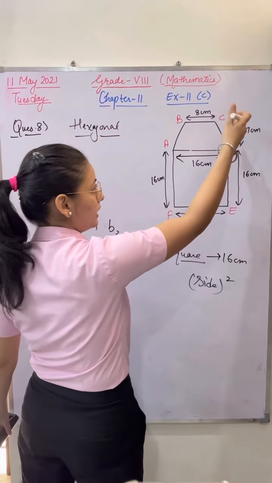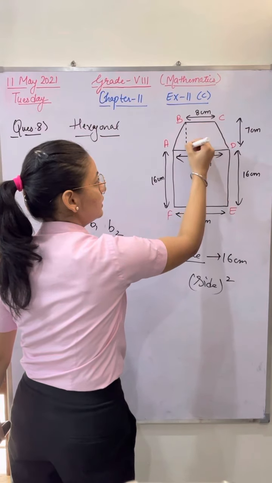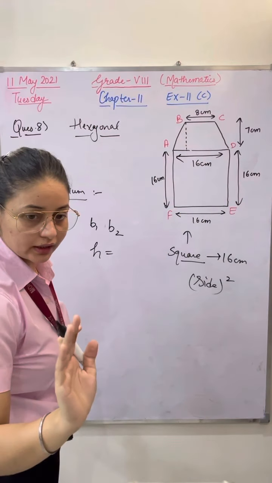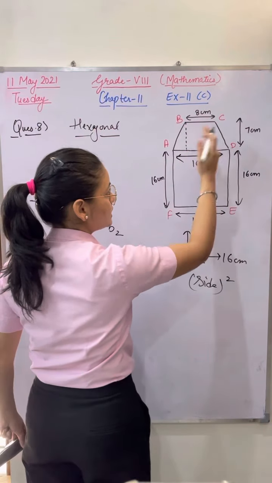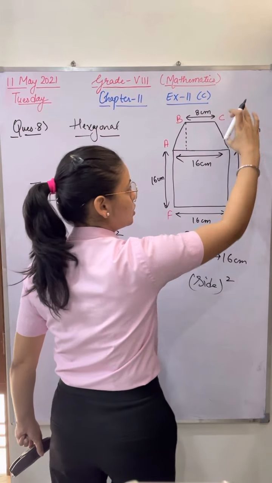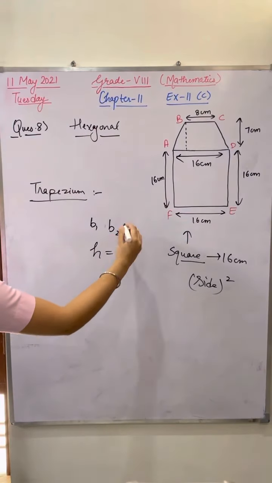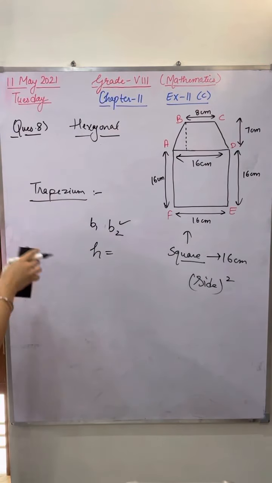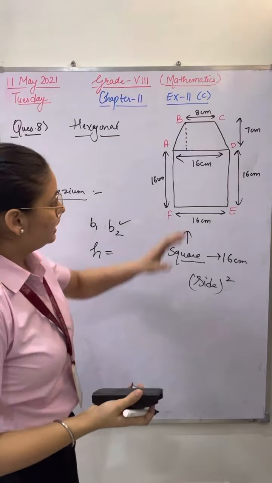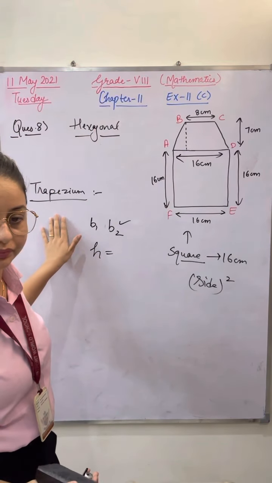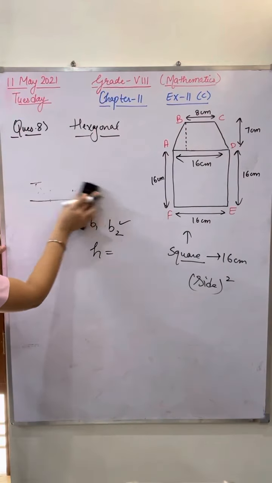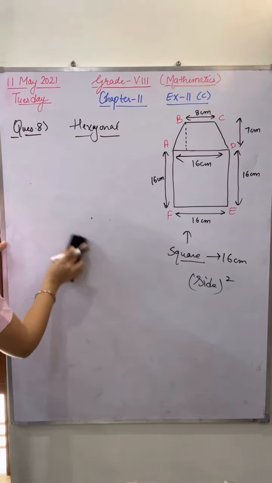If it is written here or here, that is the same thing. If it is given inside, that is a height. If it is given outside, that is also a height. So height is given, B1, B2 given, we can take out the area of the trapezium. After that, you have to add both the areas, area of square and area of trapezium. Now we'll take out both the areas one by one.